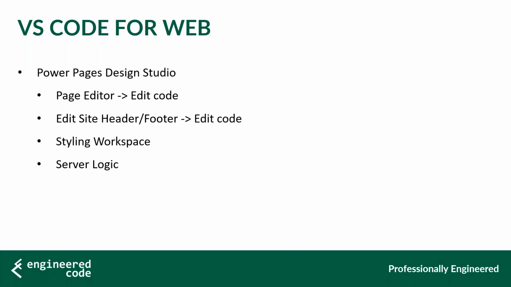If you're editing a page, there's an edit code button. If you're editing a site header or footer, there's an edit code button. If you're in the styling workspace and you view some custom CSS files, there's a button there that opens Visual Studio Code, as well as if you're editing server logic. So let's take a look at how that works.